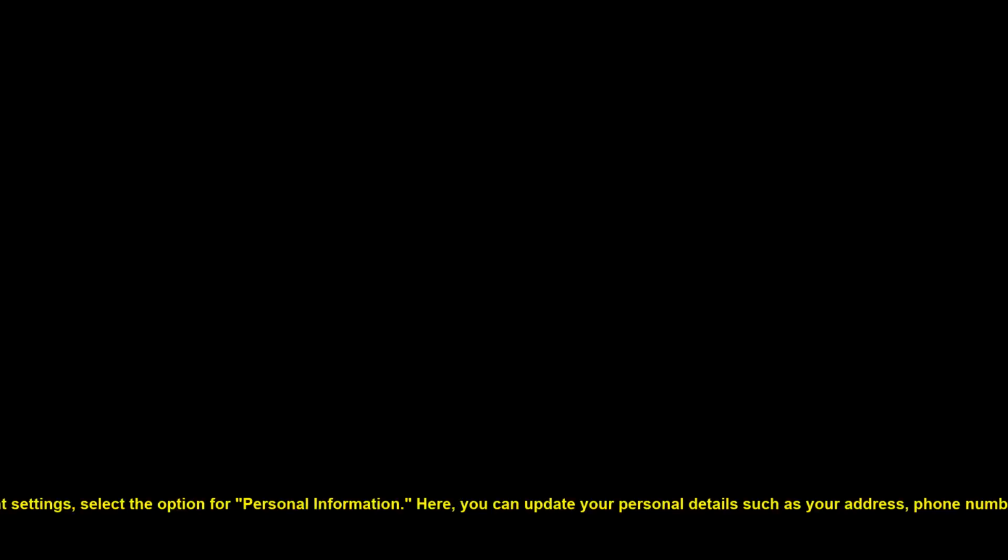In the account settings, select the option for Personal Information. Here, you can update your personal details such as your address, make any necessary changes, ensuring all information is accurate. After updating, be sure to save your changes by clicking the Save button.